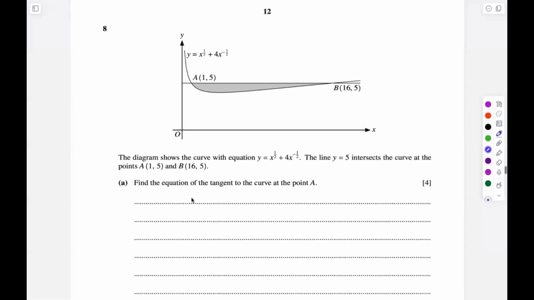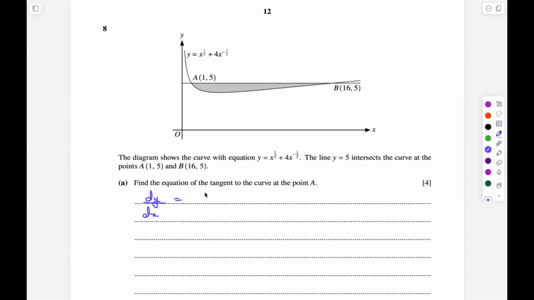In question 8, the diagram shows the curve with equation y equals x to the power half plus 4x to the power minus half. The line y equals 5 intersects the curve at the points A (1, 5) and B (16, 5). In part A, we have to find the equation of the tangent to the curve at the point A. To find the tangent to the curve at point A, we already have the coordinates. We just need to find the gradient. So to find the gradient, we'll find the dy dx of the curve.